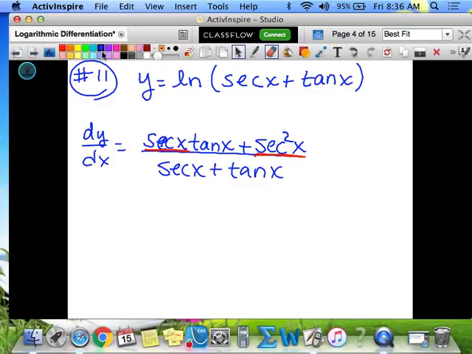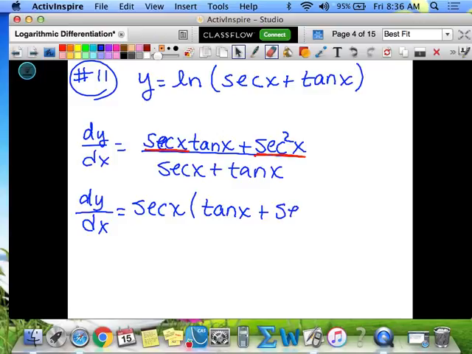So let's factor that thing out. Remember, factor for a purpose. If I take secant out of this one, I'm left with tangent, right? Plus, if I take secant out of this one, I'm still left with one of the secants, right?